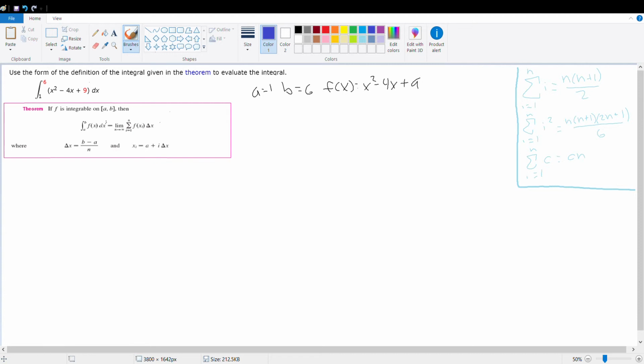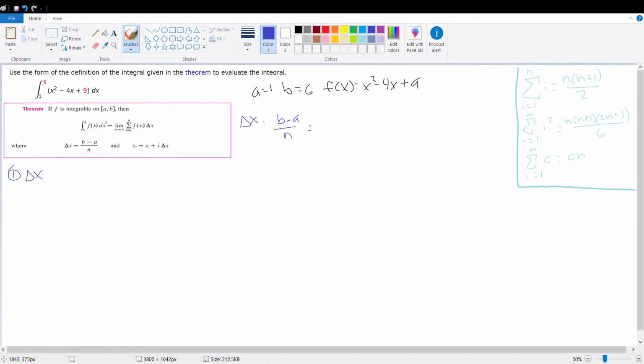The slightly harder part is finding the components of the right side, because we want to be able to use that right side to evaluate our integral, right? So we have to find delta x and x sub i so we can find f of x sub i. So let's go ahead and tackle that first part, which is finding delta x. So delta x is going to be b minus a over n.